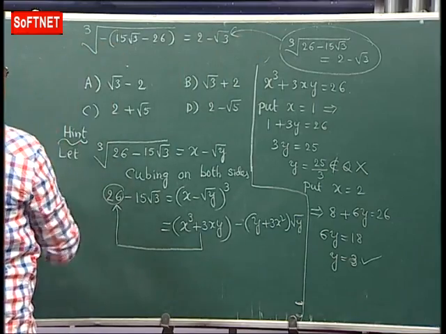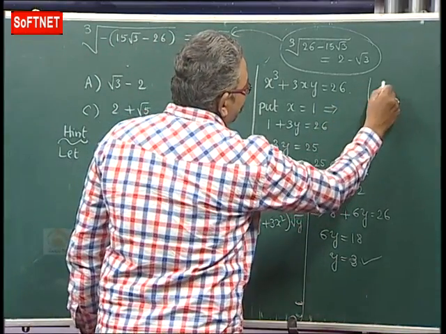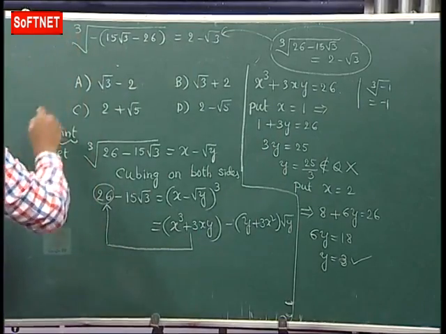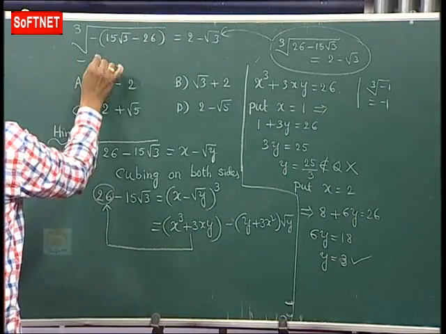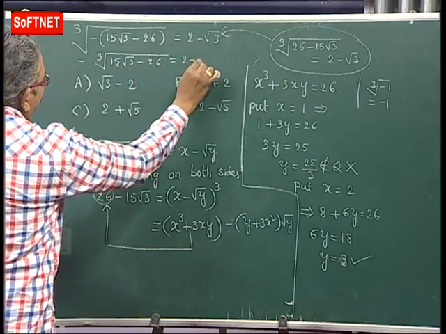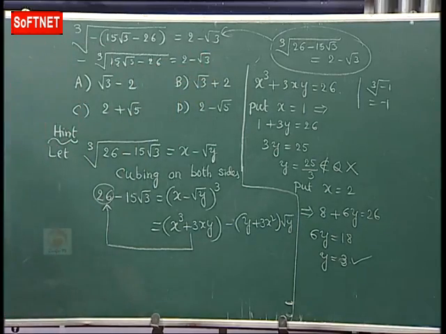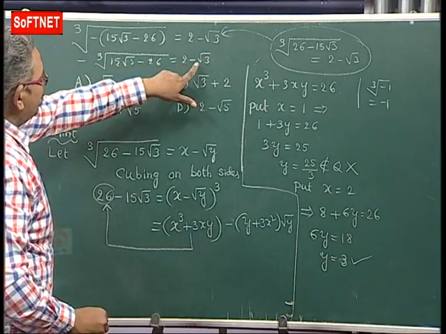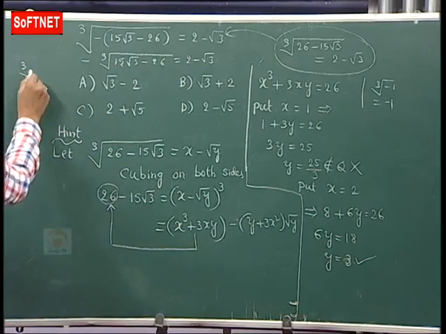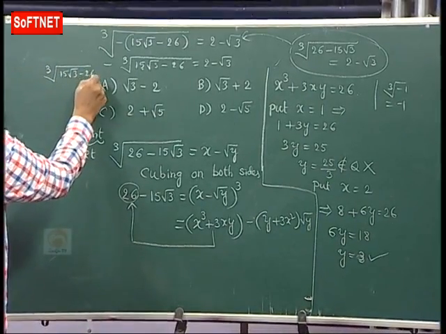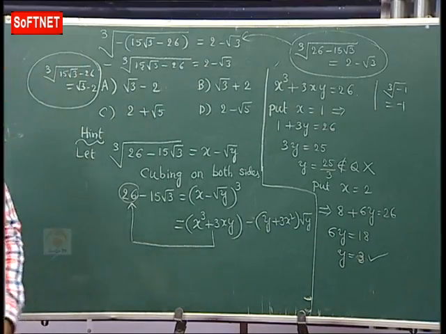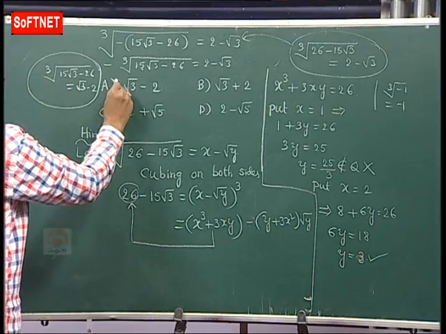Again take minus 1 common. See, cube root of minus 1 is, sorry, minus 1. So cube root of minus 1 is minus 1. So minus of this becomes cube root of 15 root 3 minus 26 is equal to minus of 2 minus root 3. Multiply minus sign on both sides. What do you get? This becomes plus. Here minus 2 plus. So that means cube root of 15 root 3 minus 26 is equal to, multiplying minus, root 3 minus 2. Which is the right option? Yes, A is the right option.